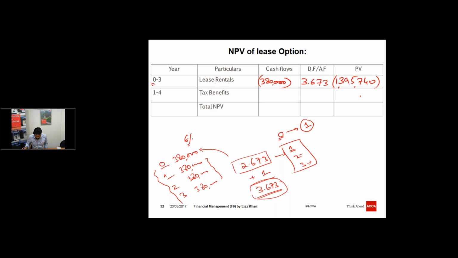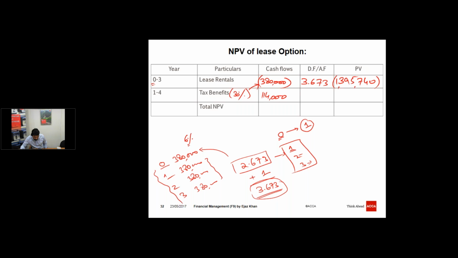Okay, now since lease rentals will also be allowed as a tax expense, they will also have tax benefits. On 3,80,000 we will get a tax benefit of 30% every year. Can anybody calculate 30% of 3,80,000 for me? Okay, it's 114,000. So I'll write 114,000.